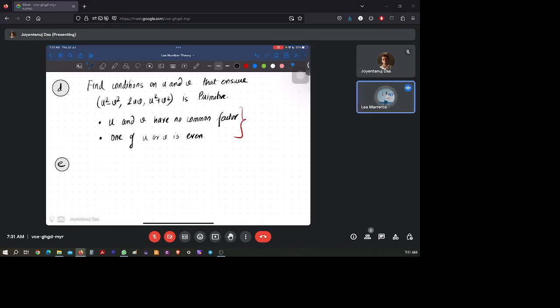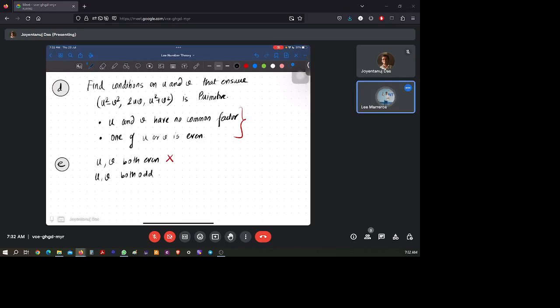We can do the contradiction, right? We can assume that both are even. No, both even is not possible, because already we know that u and v cannot have a common factor. So the next condition that is left is both odd.